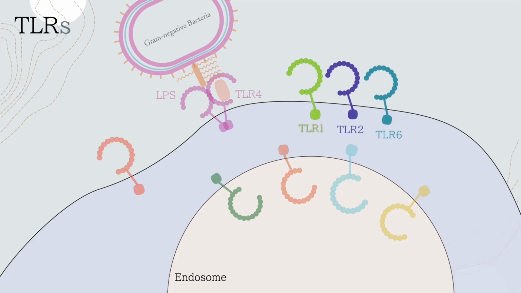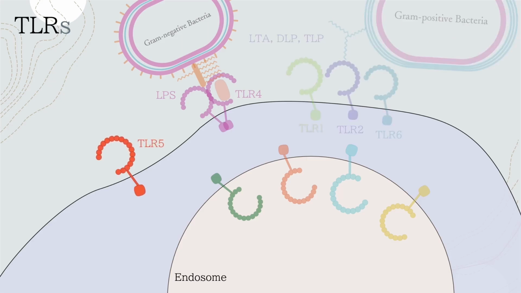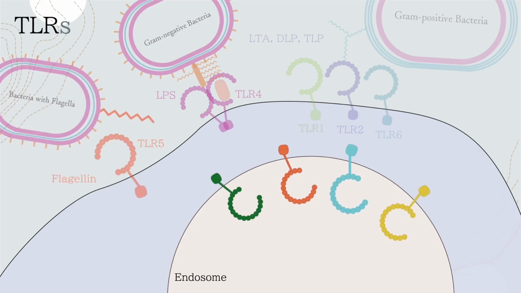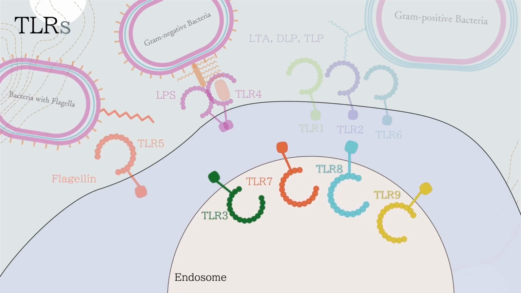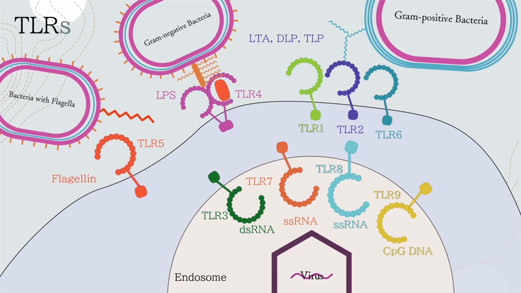Next, there are TLR1, 2, and 6, which recognize peptidoglycan, a component of the cell wall of gram-positive bacteria. Next, there is TLR5, which recognizes flagellin, a component of flagella. Finally, there are TLR3, 7, 8, and 9. These are found on the endosome membrane and recognize nucleic acids. The presence of nucleic acids in the endosome means that a virus is present.